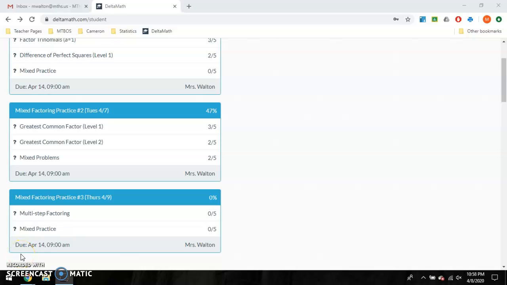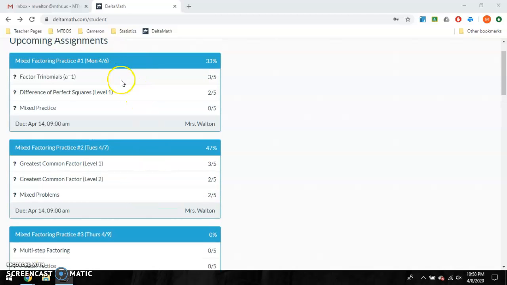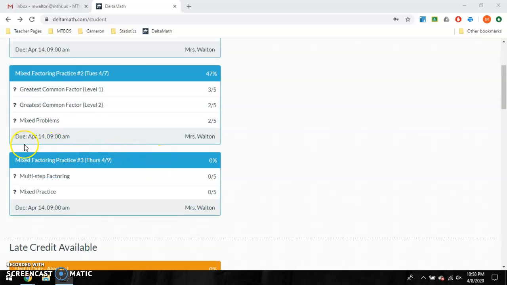Hello, I wanted to go over the mixed factoring practice number 3 on Delta Math. You should have finished this for Monday, this for Tuesday. Wednesday was a Khan Academy exercise, and finally Thursday, your last one of the week, is your mixed factoring practice number 3. You should see 10 questions total. You'll have one that says multi-step factoring, and then the other one that does say mixed practice.